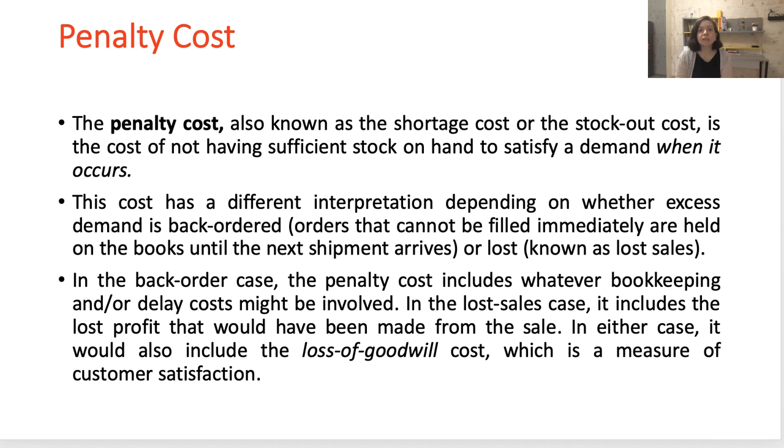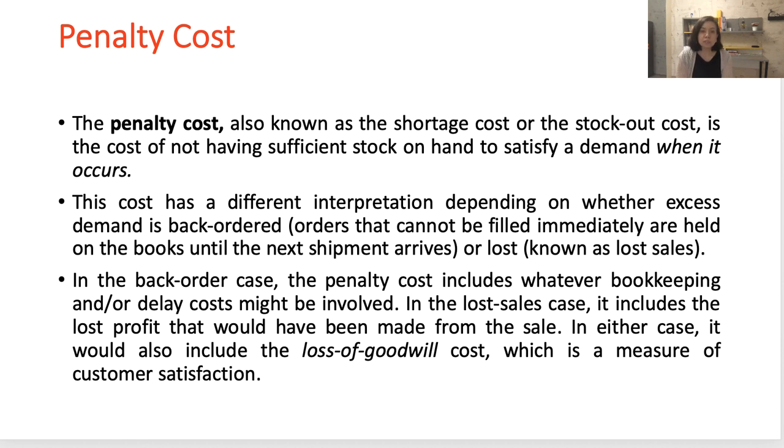And lastly, there is penalty cost. It is also known as the shortage cost or the stock out cost. It is the cost of not having sufficient stock on hand to satisfy a demand when it occurs. When we cannot meet a demand, there are mainly two cases. In the first case, the demand can be backordered, I mean, met when there is sufficient stock, or it can be lost, known as lost sales. In these two different cases, there are different penalty costs.